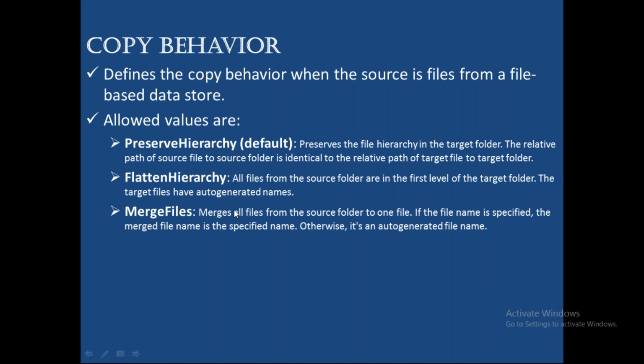Merge files: merges all the files from the source folder into one file. If the file name is specified, the merged file name is the specified name; otherwise, it's an auto-generated file name. So after merging two or three files, whatever name you want to give, you can give that name. But if you don't want to give a name, ADF will automatically generate a new name for the merged file. Okay, next. File path type.